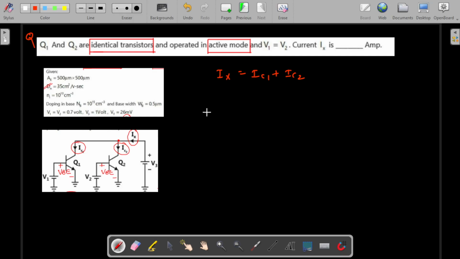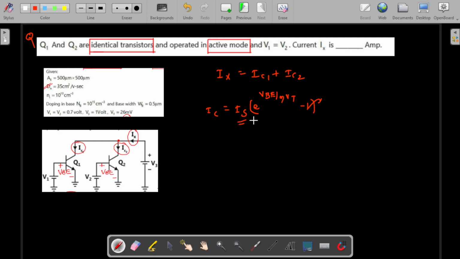In order to find this, we need IC. They didn't give any information like beta or current gain, nothing. So we need to use this formula to find IC, which is equal to IS times e to the power VBE divided by eta VT, minus 1. This minus 1 can be ignored, so I am ignoring it.